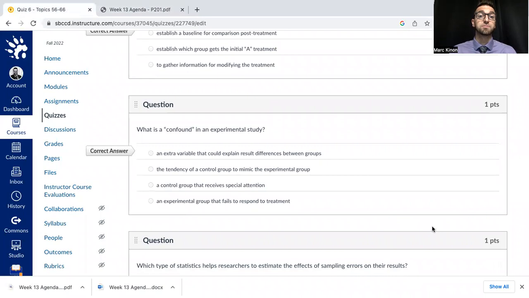What is a confound in an experimental study? It's an extra variable that could explain result differences between the groups. And we already learned about confound at the beginning of class, right? When I was talking about that nice experimental paradigm where you randomly assign people to a treatment and a control. If you remember, what I said is, let's say your experiment started, I believe it was 7 a.m. and you took the first 100 people, okay? There's 100 people that showed up. You took the first 50 people and you just threw them in the treatment, and the second 50 people and you threw them in the control, okay?